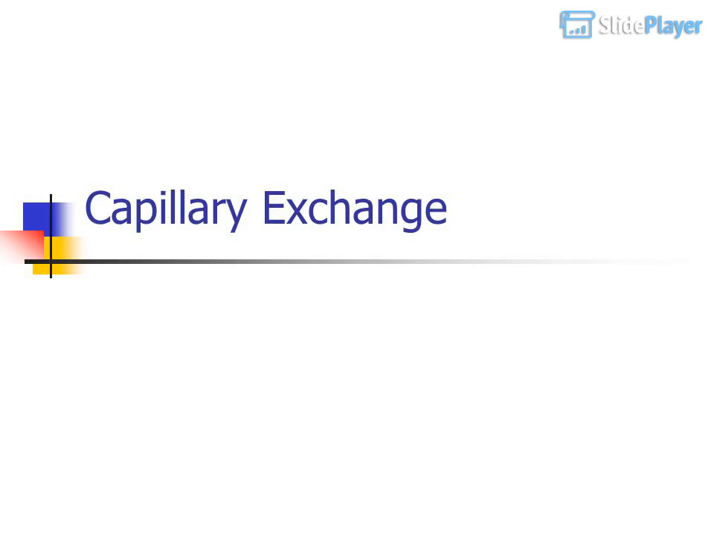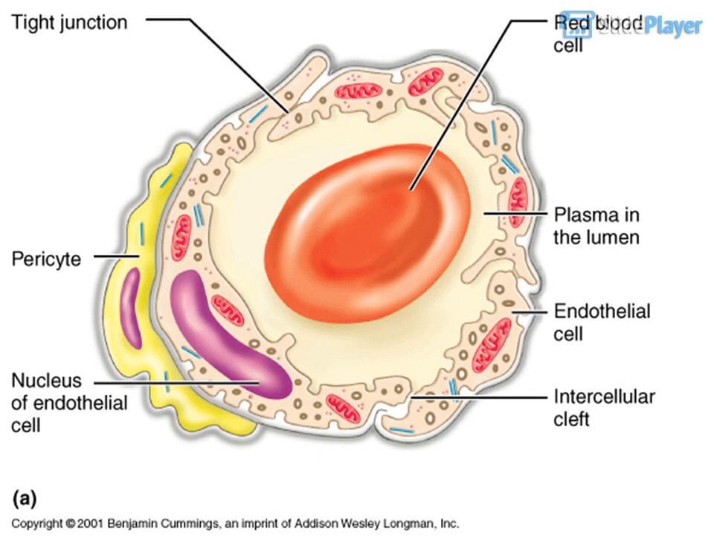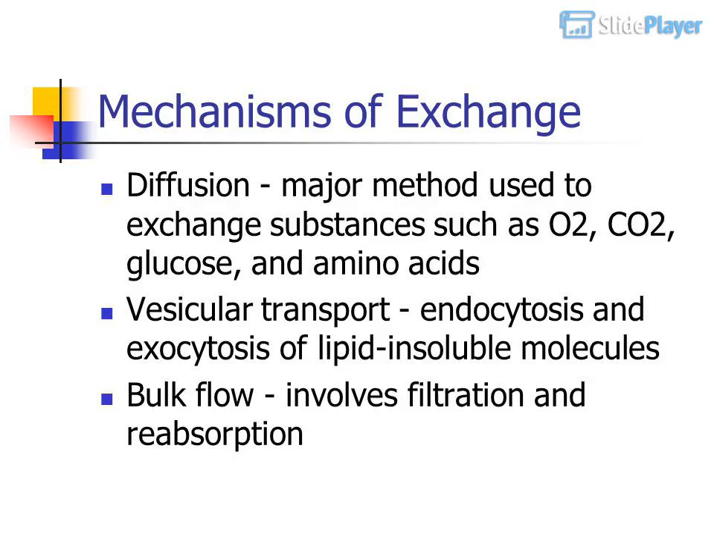Capillary exchange. Mechanisms of exchange. Diffusion is the major method used to exchange substances such as O2, CO2, glucose, and amino acids. Vesicular transport involves endocytosis and exocytosis of lipid-insoluble molecules. Bulk flow involves filtration and reabsorption.